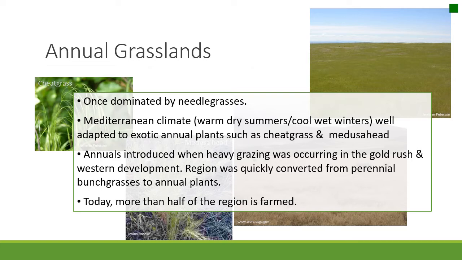grazing that occurred to support the miners during the gold rush and also Western development, people that were moving and starting to put down homesteads from the Oregon and the California Trail. So there was heavy pressure with lots of cattle, and there were some plants that were really well suited to that kind of heavy grazing, and so the land was quickly converted from perennial bunch grasses to annual plants. Today more than half of the region is farmed, and it farms that really rich land that is central California, and many of the crops that we eat in the winter in our grocery stores come from this region.